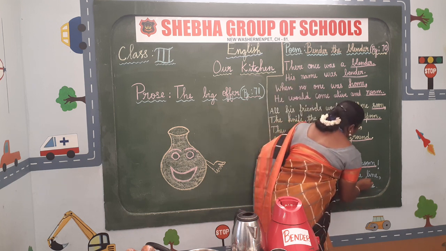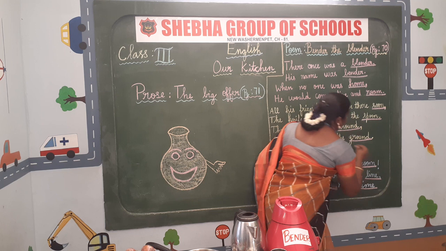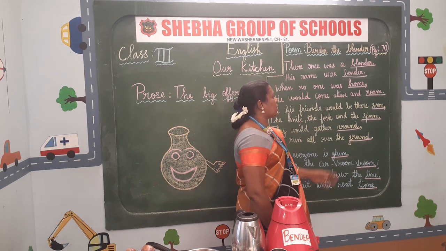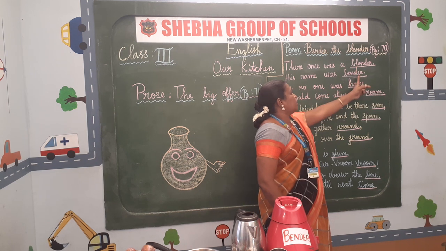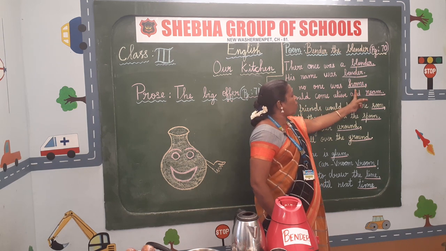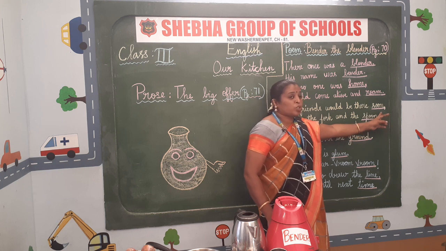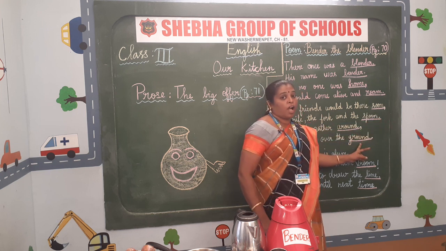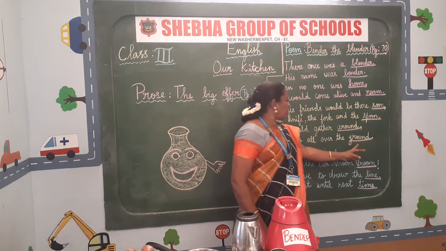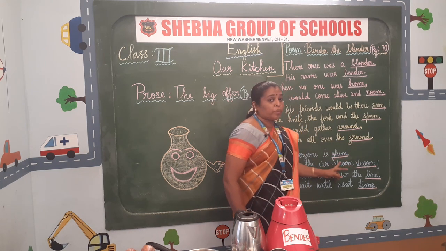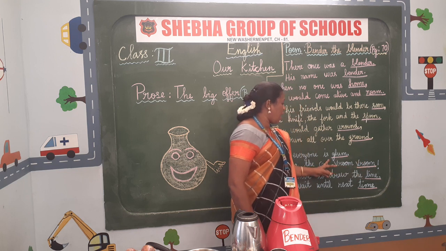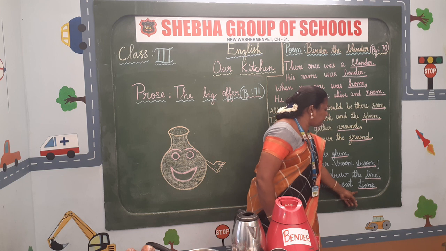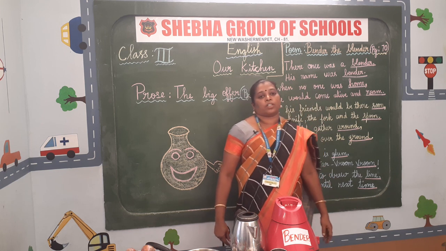Okay children, these are the rhyming words. Let me say the rhyming words once again. Blender, bender, home, roam, soon, spoon, around, ground, glum, room, line, time. These are the rhyming words.